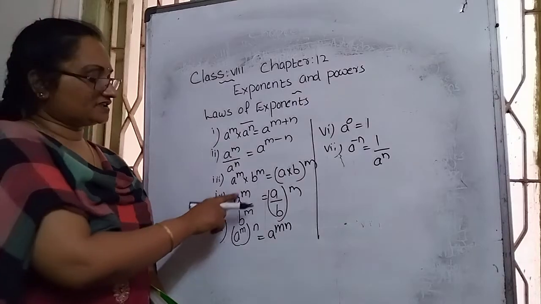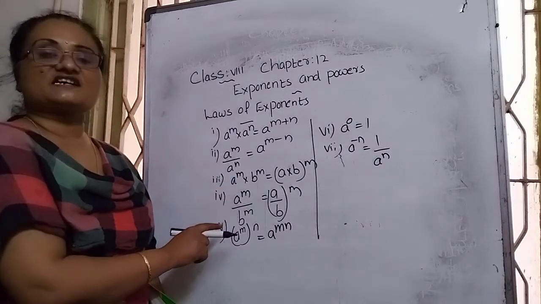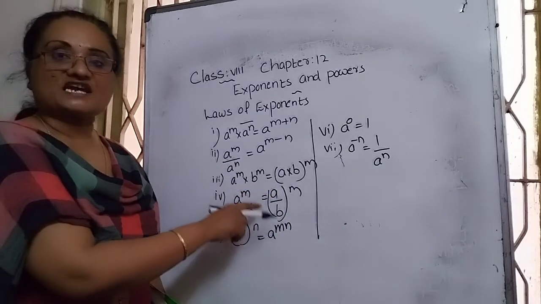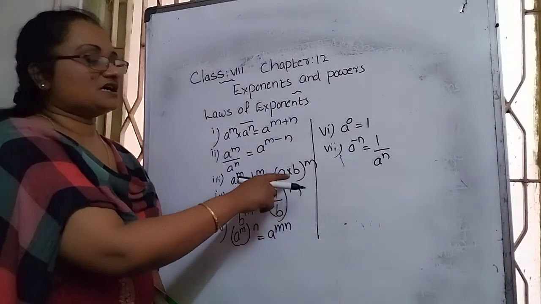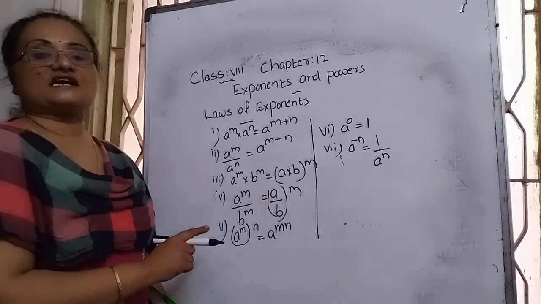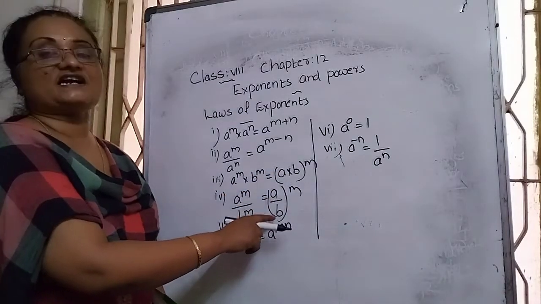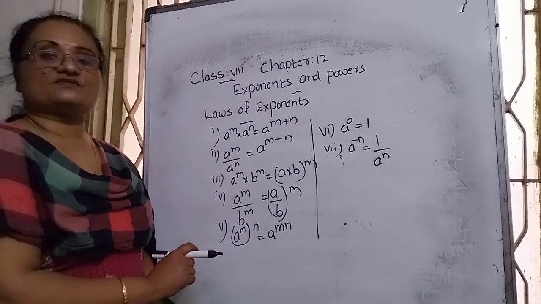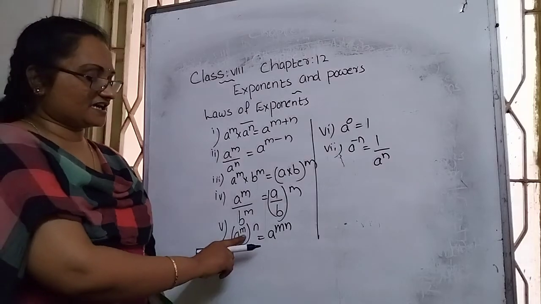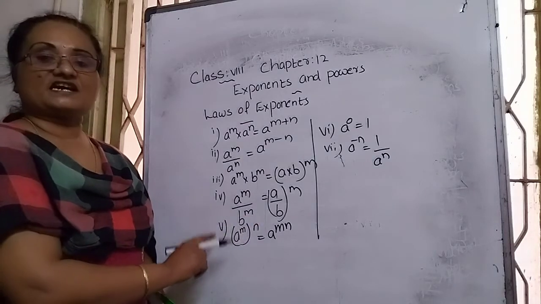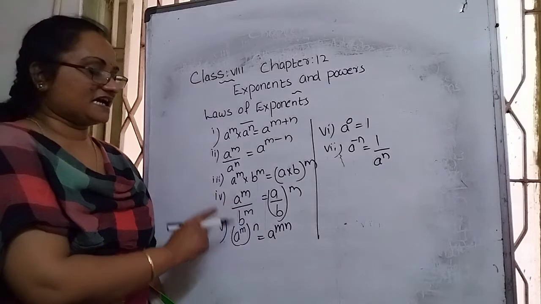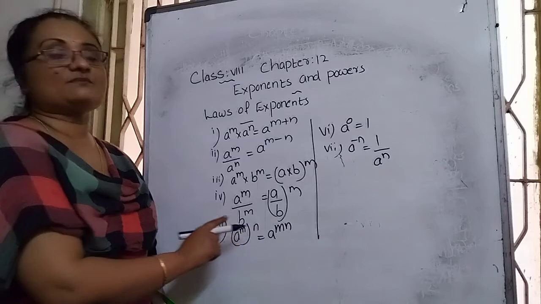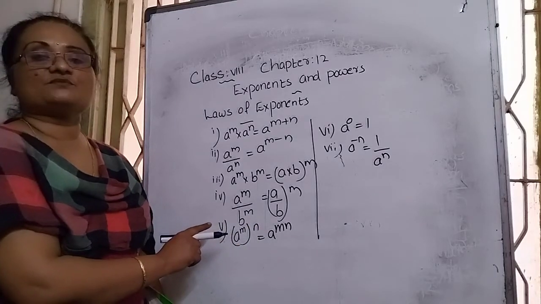The fourth rule says the division case where they have different bases but the powers are the same. In that case also, what do we do? The bases are divided and the power is written one time. Next, the fifth rule: two powers are coming. See, a raised to m whole power n. In that case the powers m and n are multiplied. The base is a, and the power is m into n, that is mn.